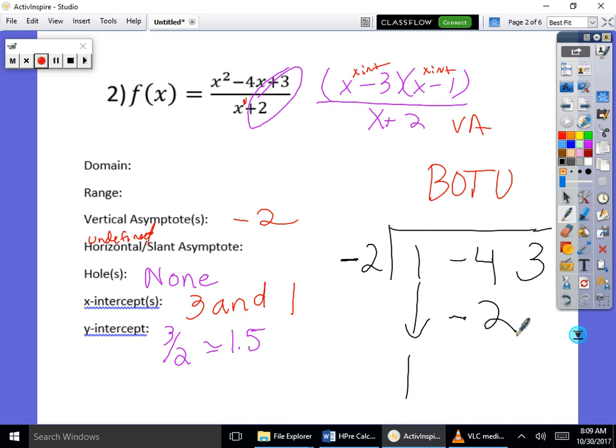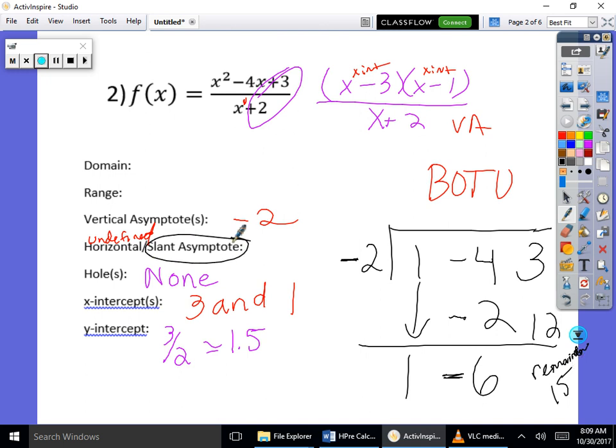Negative 2. Negative 2 times 1 is negative 2. Okay. Negative 4 plus negative 2. Negative 6. Negative 6 times negative 2. 12. So I do have a remainder of 15, but we don't care about the remainder, okay? All right. So my slant asymptote is going to be x minus 6.